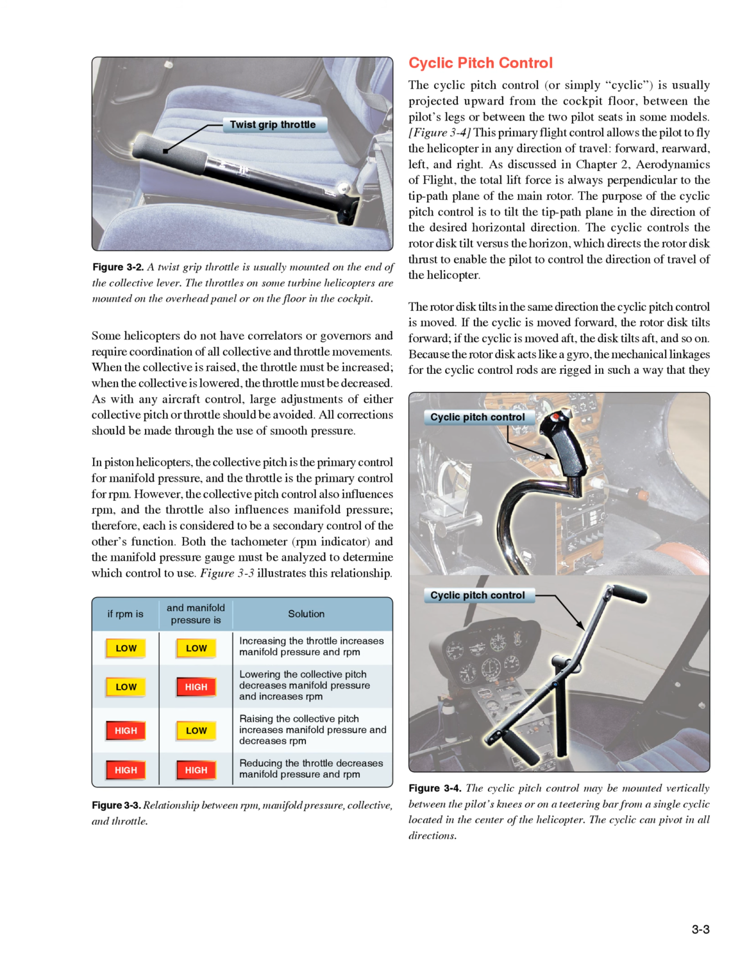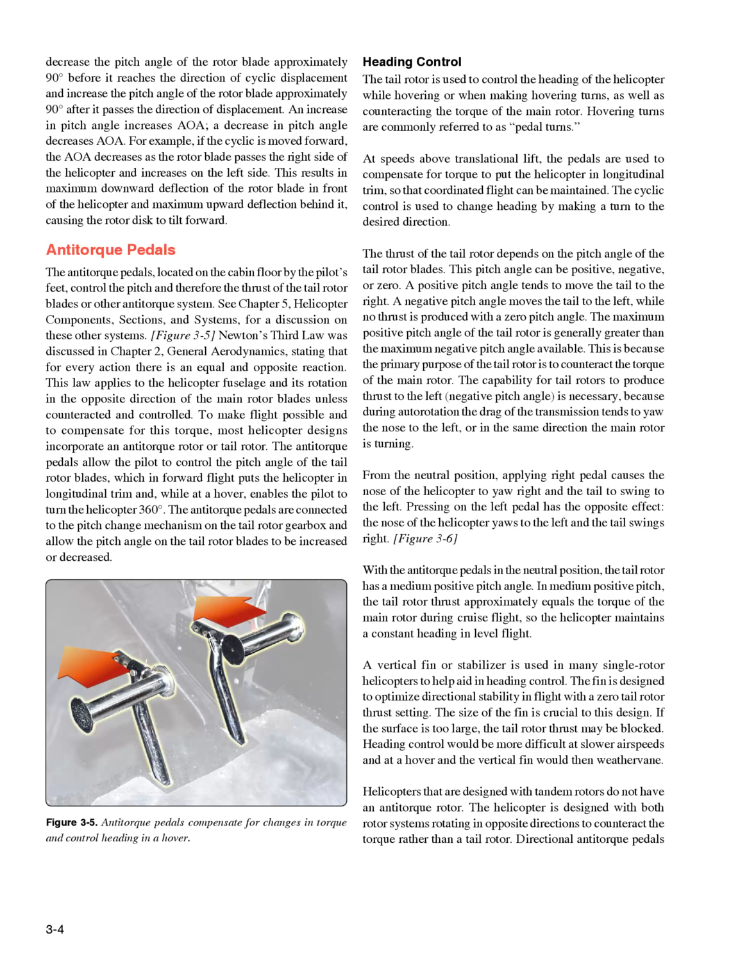Because the rotor disc acts like a gyro, the mechanical linkages for the cyclic control rods are rigged in such a way that they are located in the center of the helicopter. The cyclic can pivot in all directions. Decrease the pitch angle of the rotor blade approximately 90 degrees before it reaches the direction of cyclic displacement, and increase the pitch angle of the rotor blade approximately 90 degrees after it passes the direction of displacement. An increase in pitch angle increases OA, a decrease in pitch angle decreases OA.